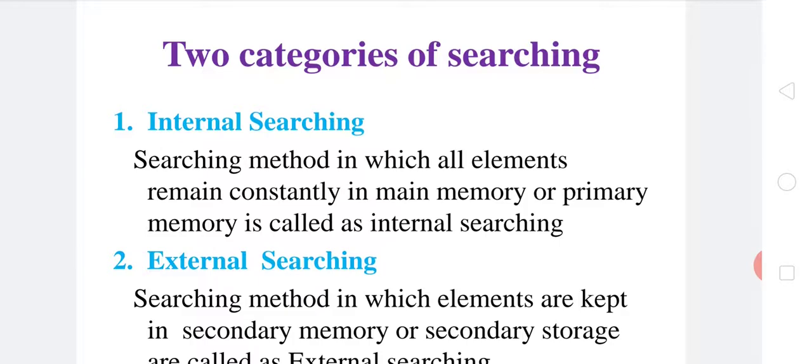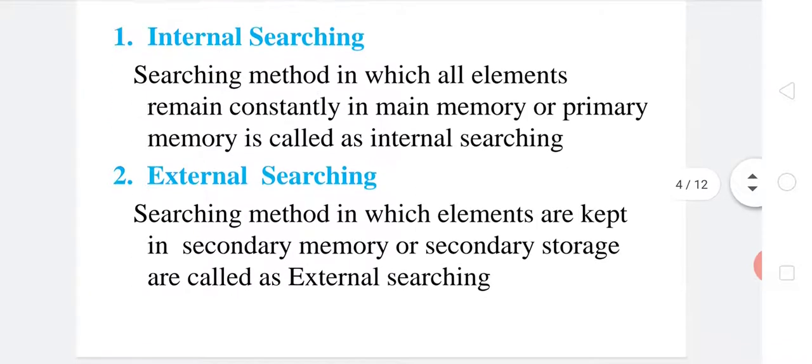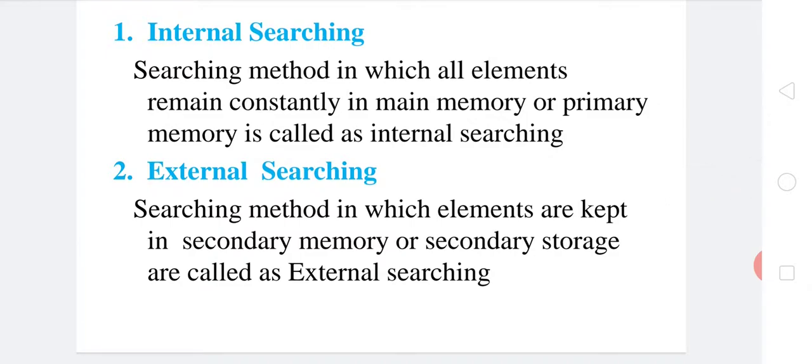The second one is external searching. A searching method in which elements are kept in secondary memory or secondary storage is called external searching. Basically, external searching is done inside a hard disk. Why is external searching done inside a hard disk? Because the size of the list or the number of elements is too large as compared to internal searching. That's why this searching is done inside a hard disk or secondary memory or secondary storage, which is called external searching.